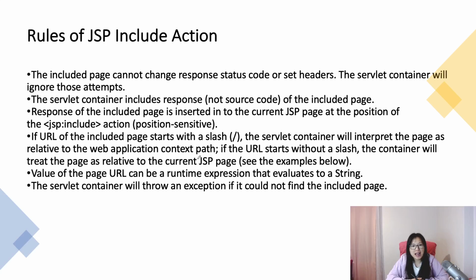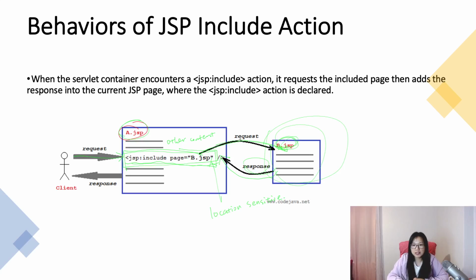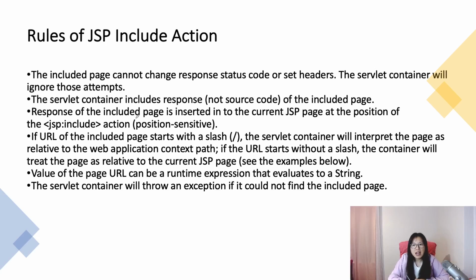First, the page cannot change a response status code or set a header, which means here in b.jsp you cannot change the status code. Suppose the request to a.jsp is 200 OK. You cannot change it in b.jsp by saying response dot set status code to 344. You cannot do that, okay? And if you do, it's going to be ignored.